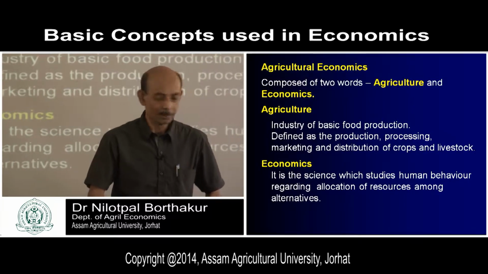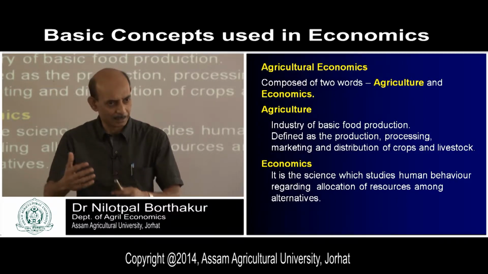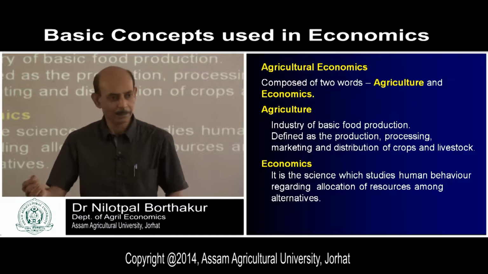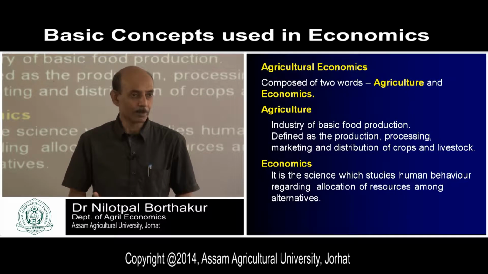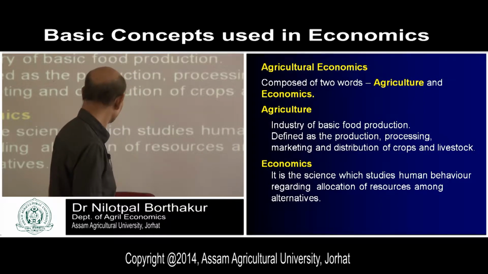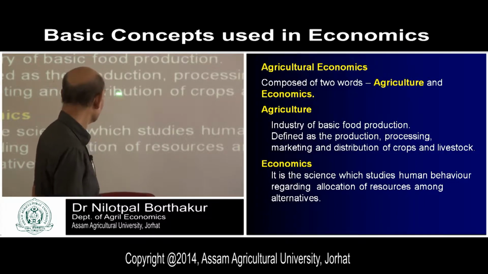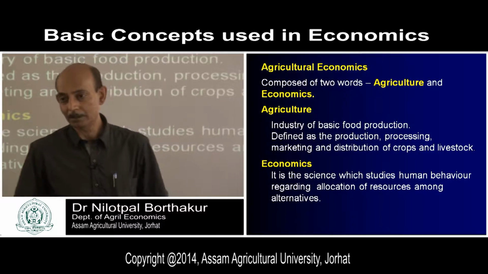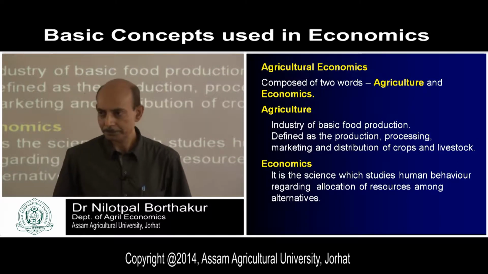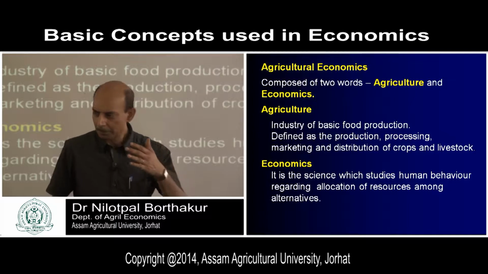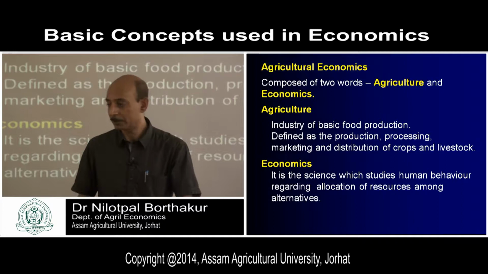Not all commodities can we consume in the form in which they are produced. Rice, we eat rice, but paddy is produced. It needs some sort of processing. Then only we get fine rice, and we boil it and take it. So some sort of processing is also required. So the whole lot of activities that includes production, processing, marketing and distribution, that is called agriculture.